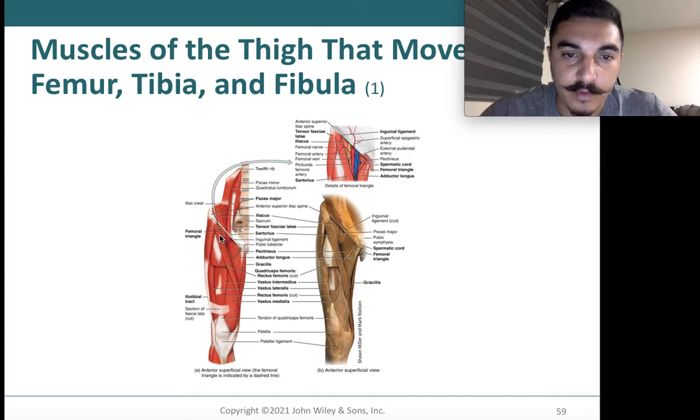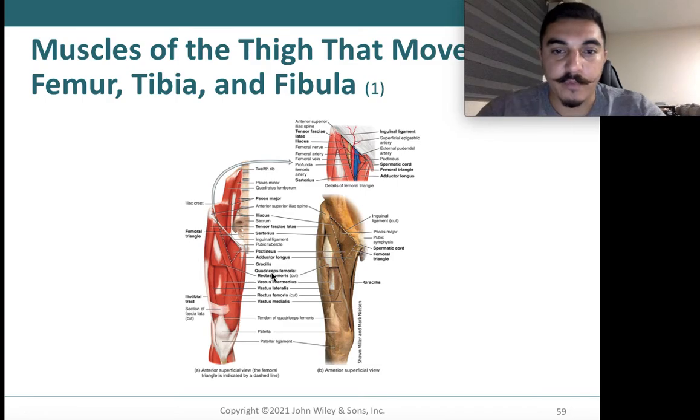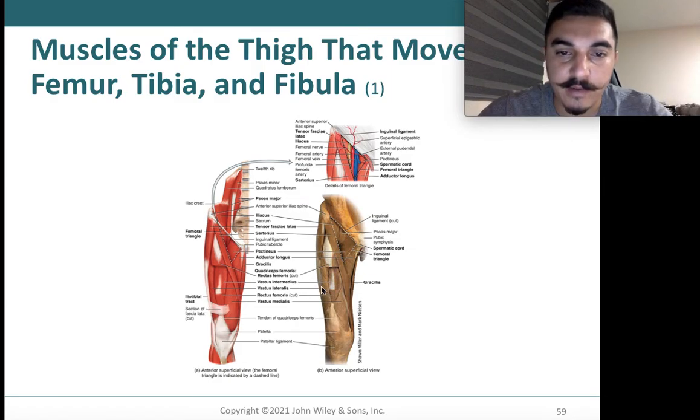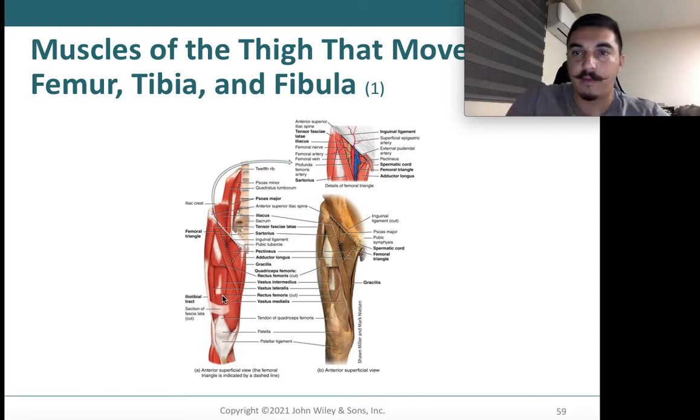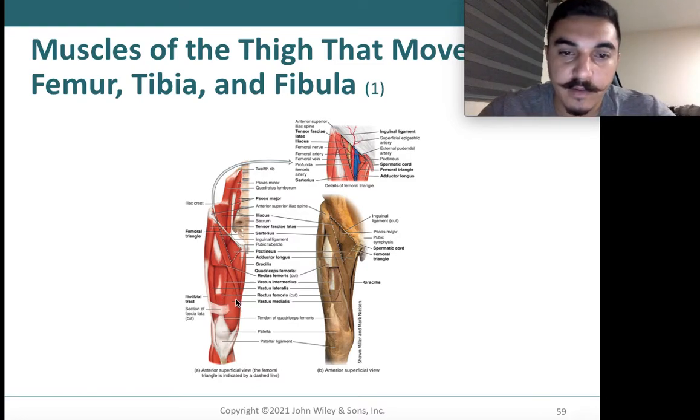The sartorius kind of coming across, right? Sartorius. Our quadriceps femoris, kind of coming to the top. Rectus femoris, our vastus intermedius, vastus lateralis on the side, rectus femoris through the midline, right? Parallel to the midline. Vastus medialis, so like the big medialis bone right here, vastus medialis.